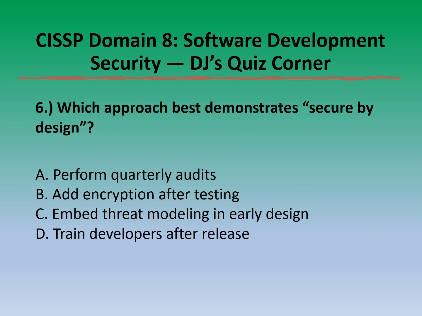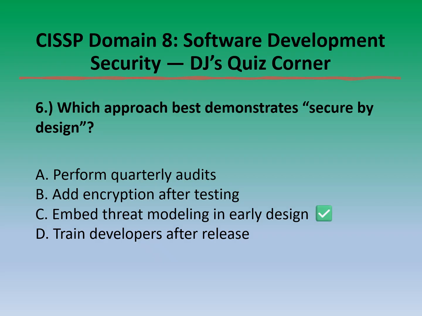Question 6. Which approach best demonstrates secure by design? A. Perform quarterly audits. B. Add encryption after testing. C. Embed threat modeling in early design. D. Train developers after release.